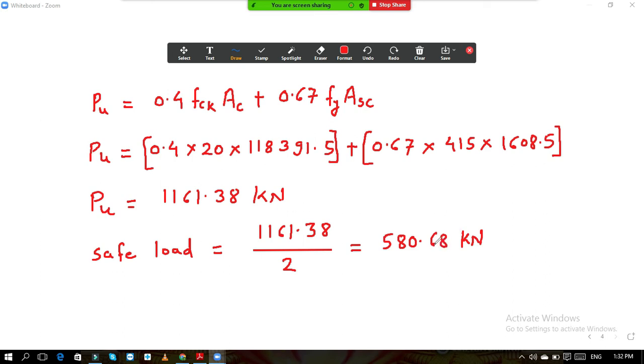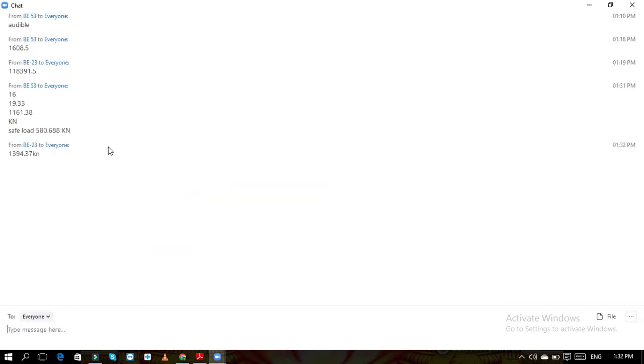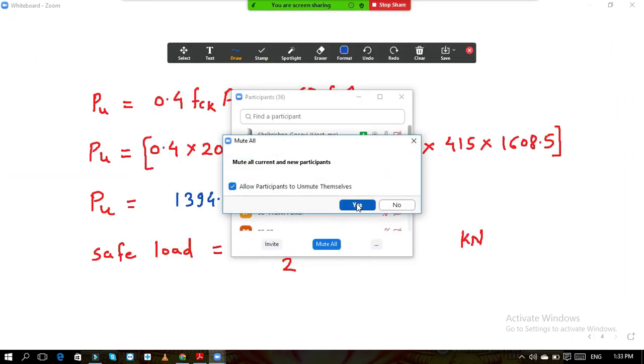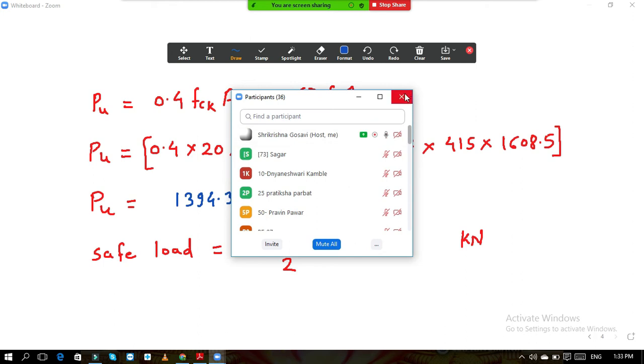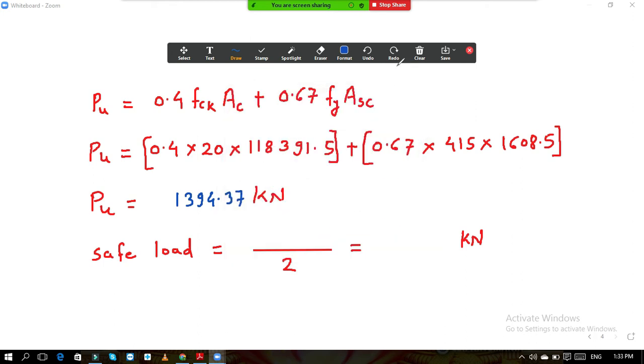So we will move to the next problem. The answer is 1394.37 kilonewton. Please check the answer for the load. Which answer is correct? So 697.2, this answer is correct. 1394.37 divided by 2. If you divide this by 2, then what answer will you get?